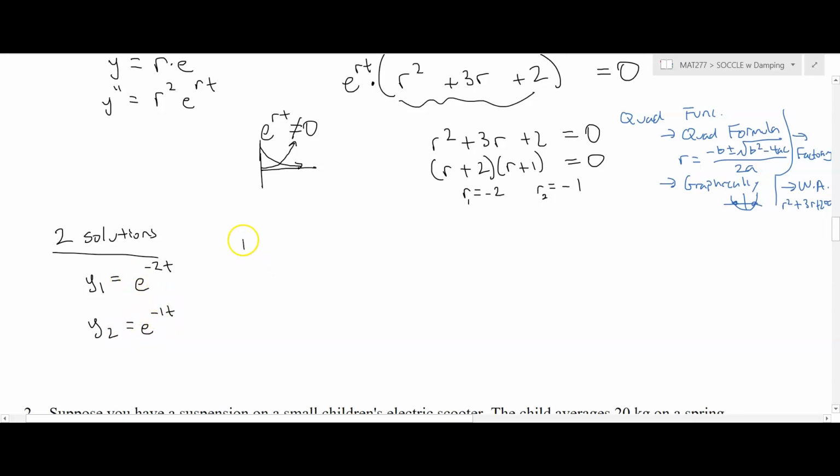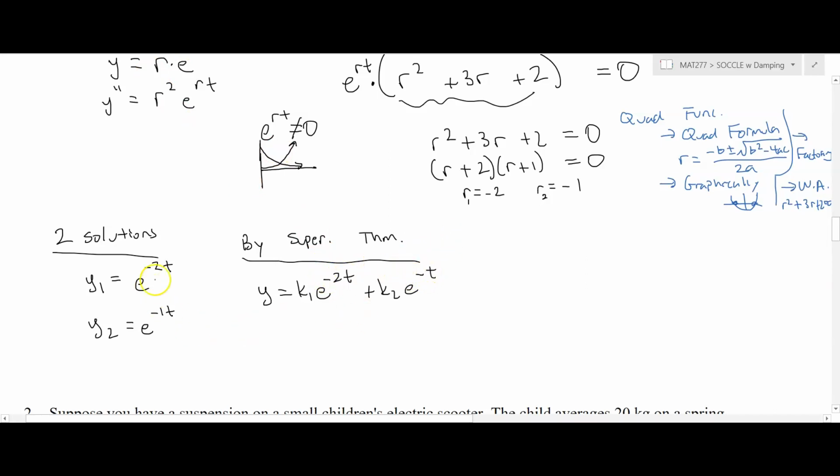Now by the superposition theorem, we know that if you have a homogeneous differential equation and you find two solutions, any constant multiple of the first solution plus any constant multiple of the second solution is also a solution. And there is our spring mass system solution. Now we just need to satisfy the initial conditions.